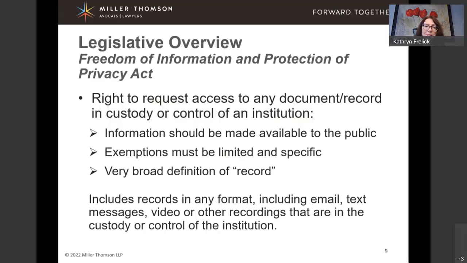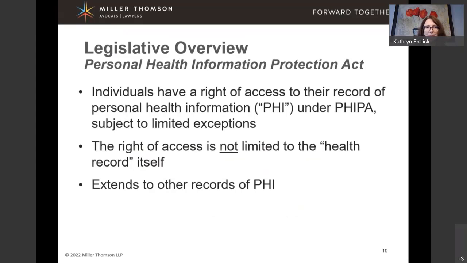And the general premise is that information should be made available to the public, except in limited situations. And there are exemptions under the legislation that are quite specific. There is also a very broad definition of record. So when we're talking about records, we're talking about any format. It includes emails, text messages, video recordings, or any other record that is in the custody or control of the organization.